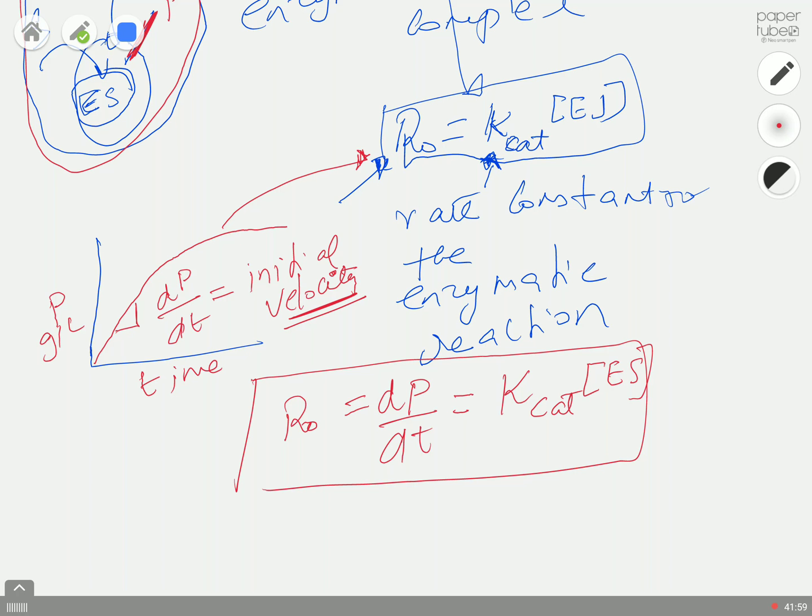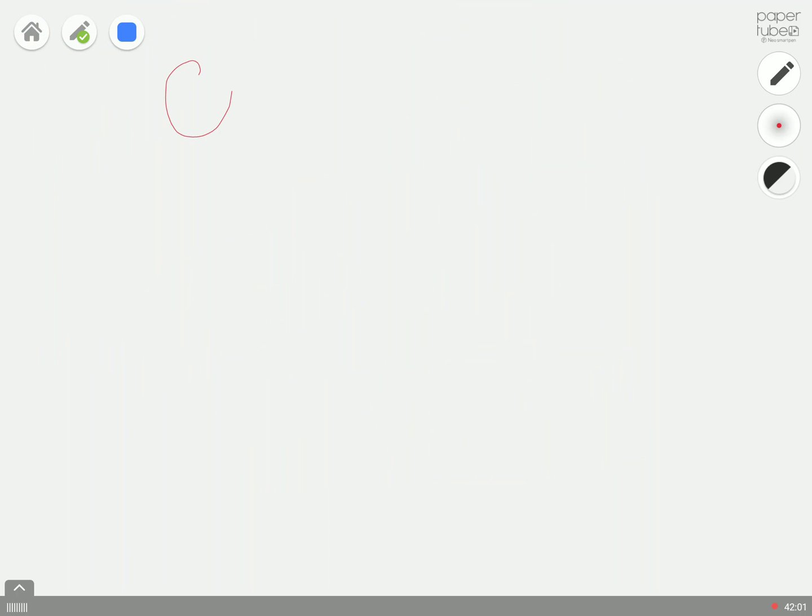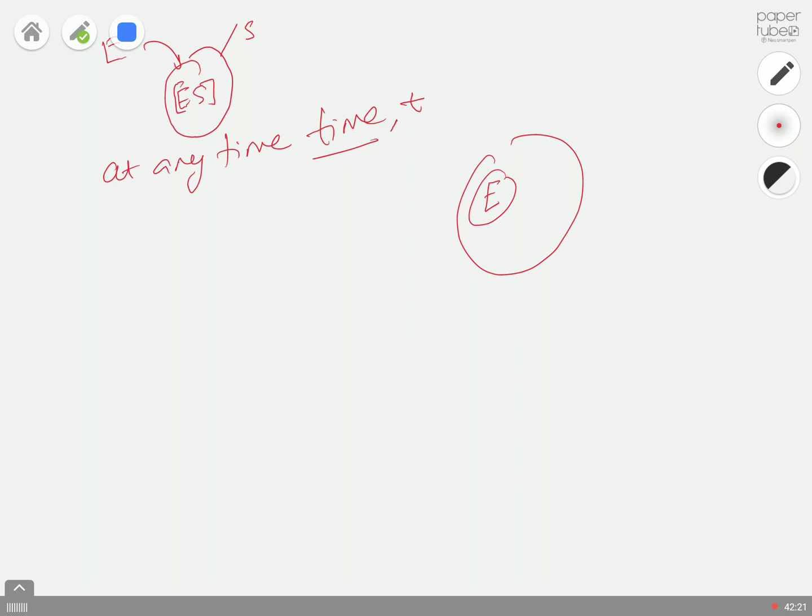So I said, just imagine you take your reactor, you add enzyme, you add substrate, and it forms the enzyme substrate complex. So at any time t, just assume your reaction has already started, which means you might already have some freestanding enzymes, and you might have enzyme substrate complex inside your reactor.